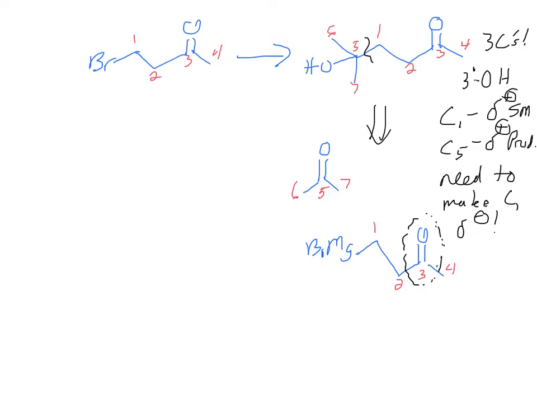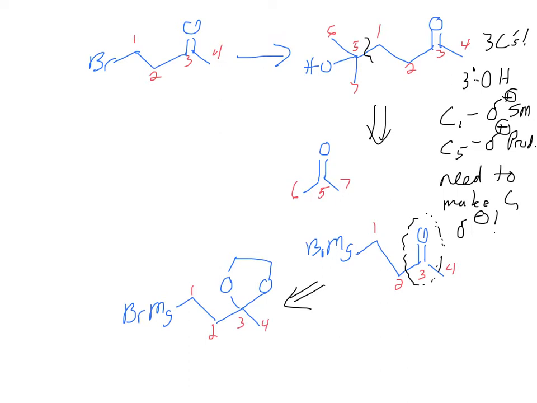So we need to do something called protect this. Make this less reactive. And you guys already know how to do that, you just didn't realize it yet. Not an OH. Remember how we make these acetals? If we turn this into an acetal, we can make it less reactive. So remember what an acetal looks like. We'll keep it as the Grignard, that's fine, but this would have to look like this. Now it's an acetal, and we call that a protected ketone.